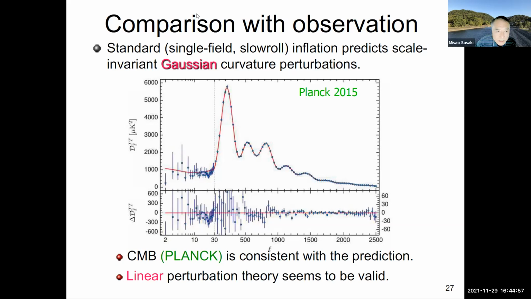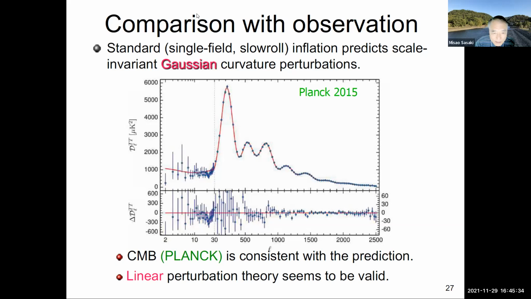But the point is that this predicts a tensor to scalar ratio amplitude of about 0.15, and this is almost completely excluded, maybe three sigma excluded, by the current observation. So this is a very interesting and important constraint. If you want to consider some inflation model, you have to be careful that the model should satisfy at least this constraint.